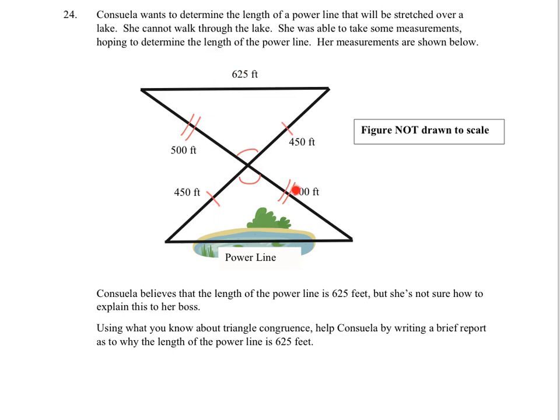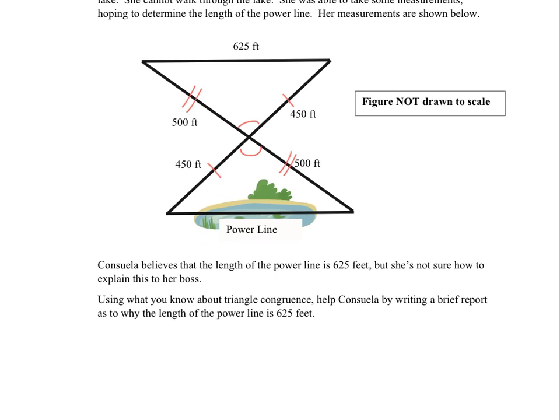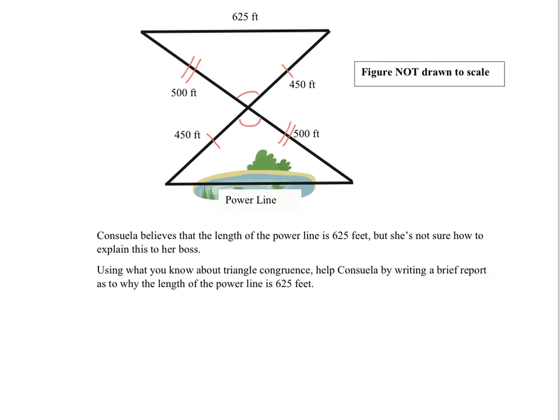If we know that these two triangles are congruent, then we can use corresponding parts of congruent triangles are congruent, so CPCTC, to prove that if this is 625 feet, then this power line must also be 625 feet. Therefore, using that, we're going to write a brief report to explain this.